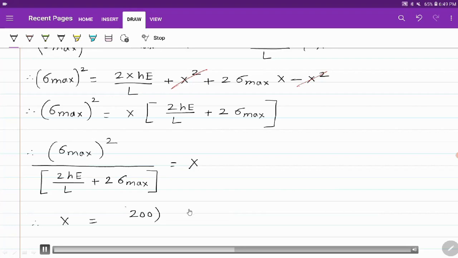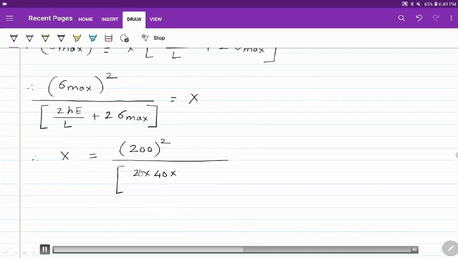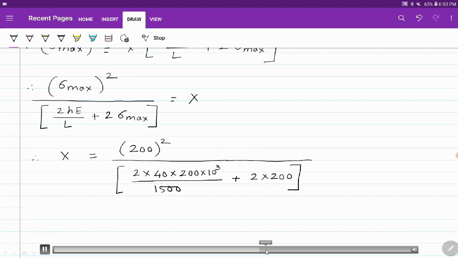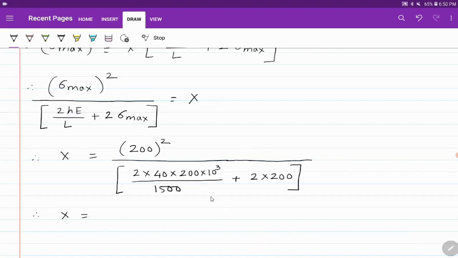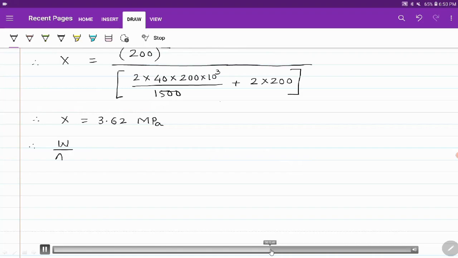Substitute the values. So sigma max is 200 and square of that, 2 into height of the fall, which is 40 mm, modulus of elasticity. If not given, you can assume this value 200 into 10 raised to 3 for steel. Length is 1500 mm plus 2 into sigma max, that is 200 MPa or Newton per mm square. So do the calculations for this and you'll get the value of x as 3.62 MPa.